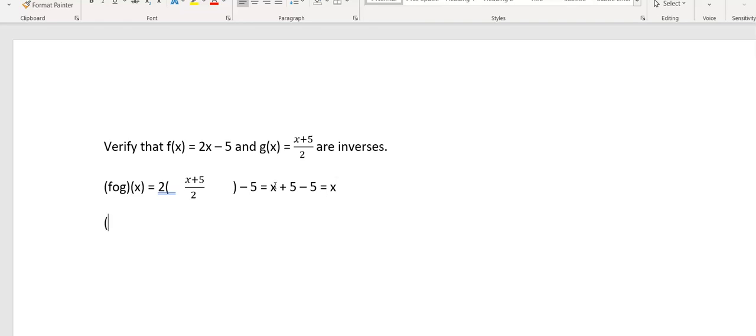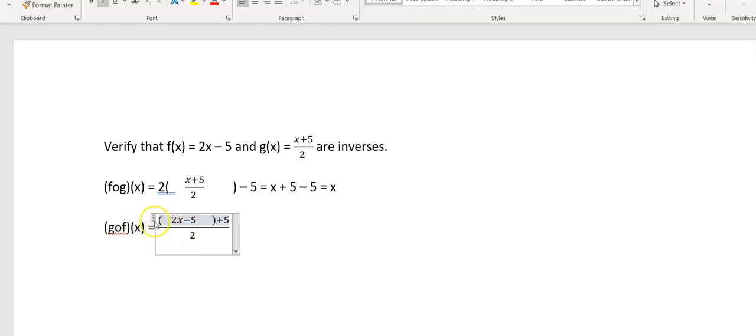Now, we always have to verify in both directions, so we have to do the second composition in the other direction. So let's do g composed with f. It too should lead us to an answer of x. So for g, if we put parentheses into that x, I'm just going to copy and paste this right here, and I'm going to put parentheses where the x is. All right, and now let's plop f into these parentheses. So f is 2x minus 5.